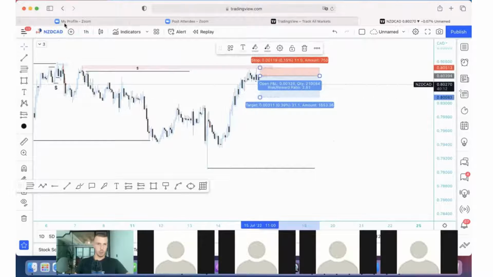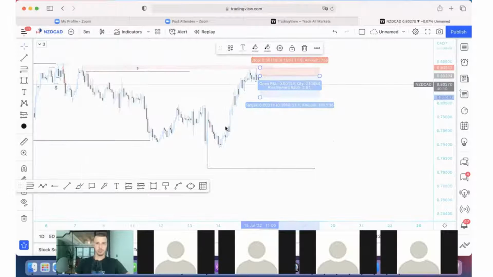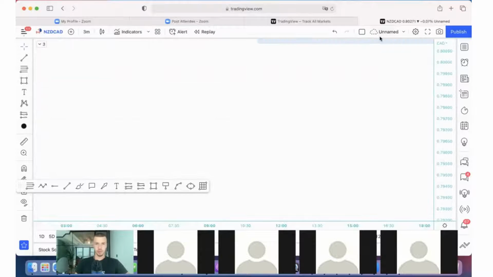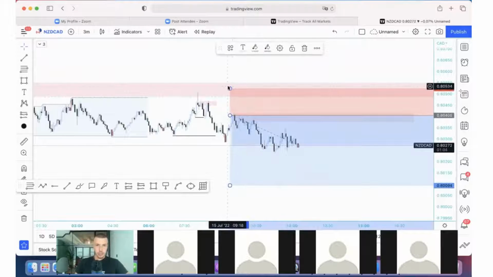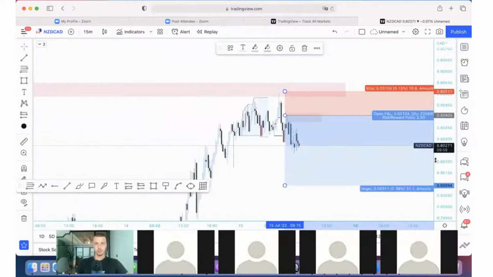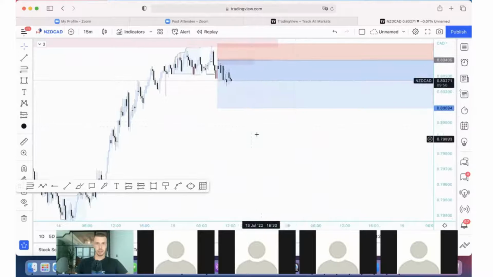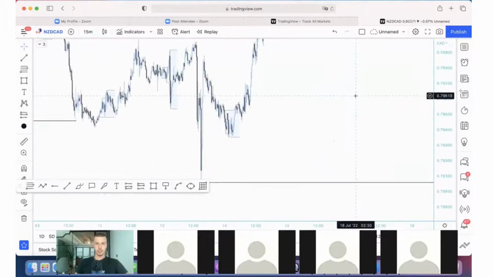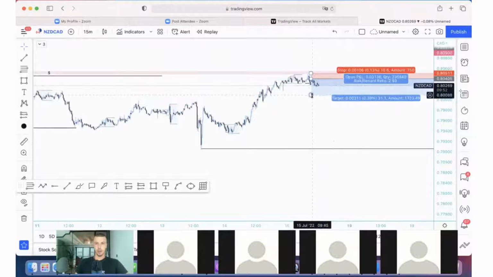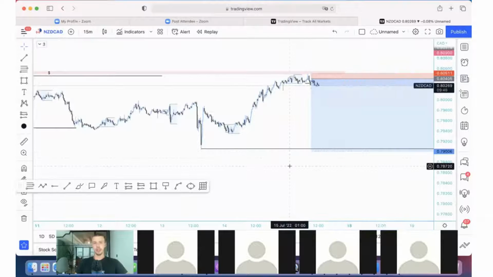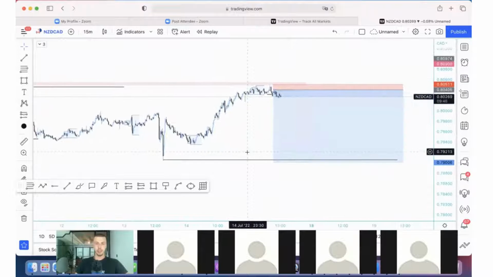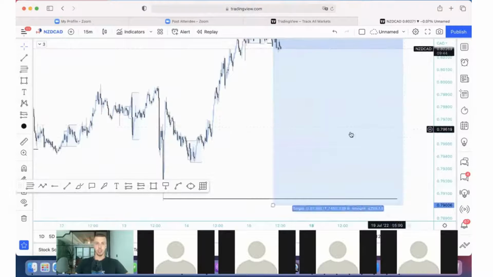No, less. Oh, wait, that's not my entry. I entered here with a stop loss. Yes, kind of, actually. This is my entry. Yeah, 10 pips. It would be like a 1 to 10, 1 to 15, 1 to 13, whatever. This will be the one that makes the most logic.